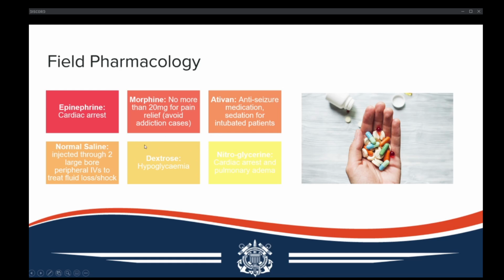So dextrose, we mentioned earlier, for treating hypoglycemia, which is where the blood glucose levels are too low. And then nitroglycerin is another one for treating cardiac arrest and pulmonary edemas, which is another rhythm, ECG rhythm.